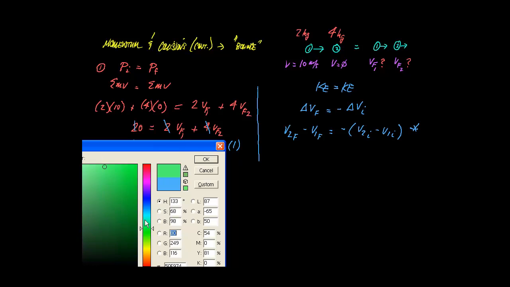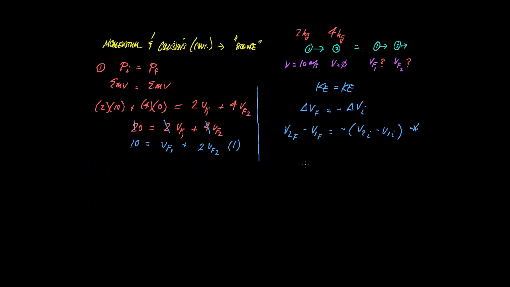So let me just change colors. I'm really enjoying doing this. v2 final, don't know. v1 final, still don't know. What equals negative v2 initial minus v1 initial? v2 initial was 0, and v1 initial was 10. Now right here, this negative sign is usually the biggest mistake students make. They forget to put that through. There's a 0 there, so it doesn't make a difference, but this side is really negative 0 minus 10, minus and minus 10, which gives me a plus 10. So be very careful with this side, because that's where we see a lot of mistakes.